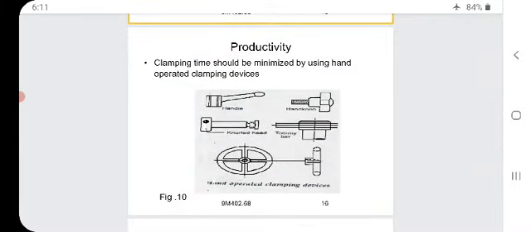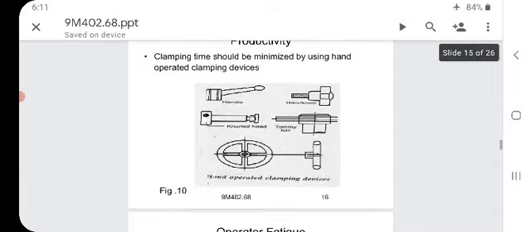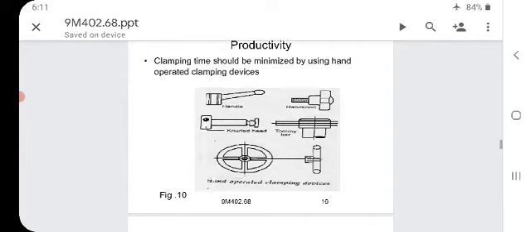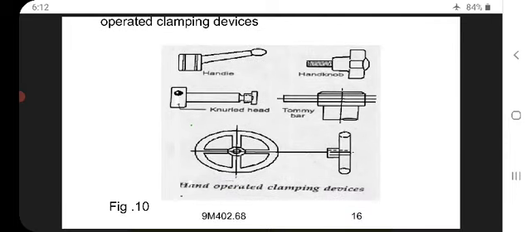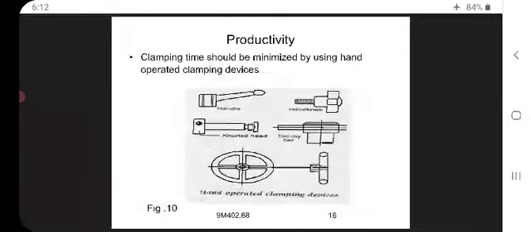Productivity. Clamping time should be minimized by using hand operated clamping devices. What are the hand operated ones? That we will see now. The first one is a handle, hand knob, second one, third one knurled head and tommy bar. So these are all called hand operated clamping devices. Thus we can move the jaw or the clamp easily.